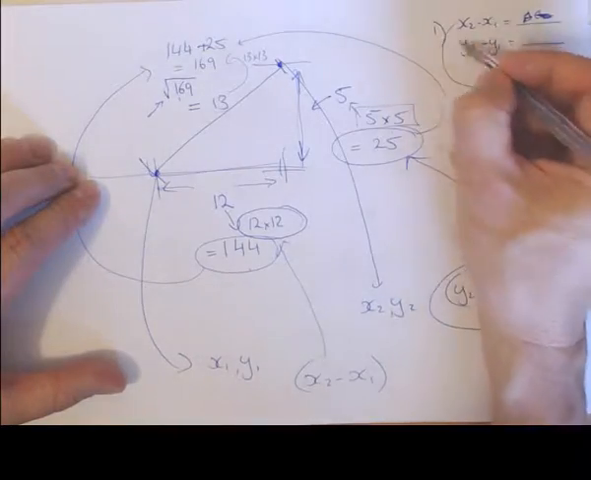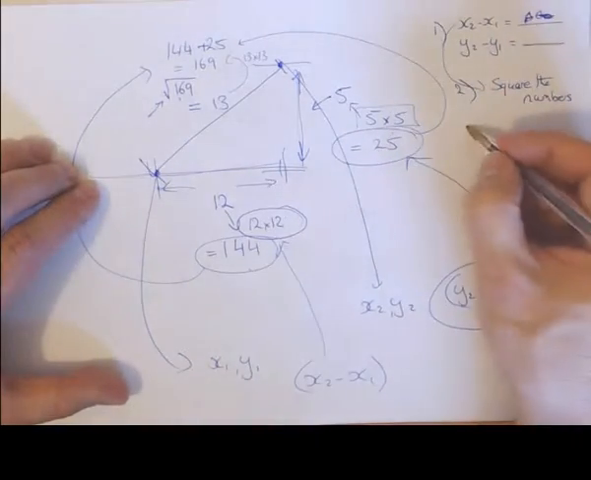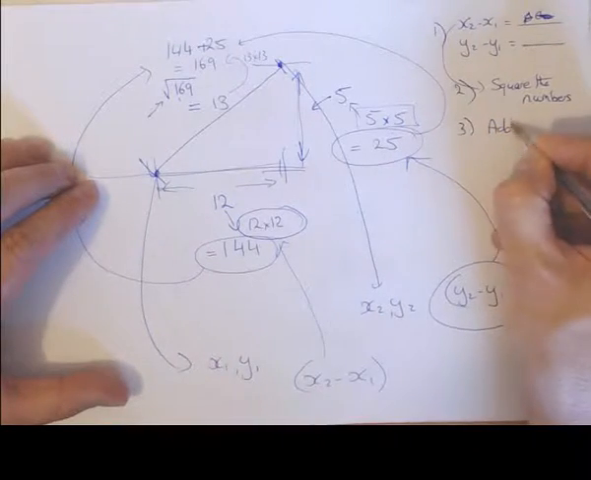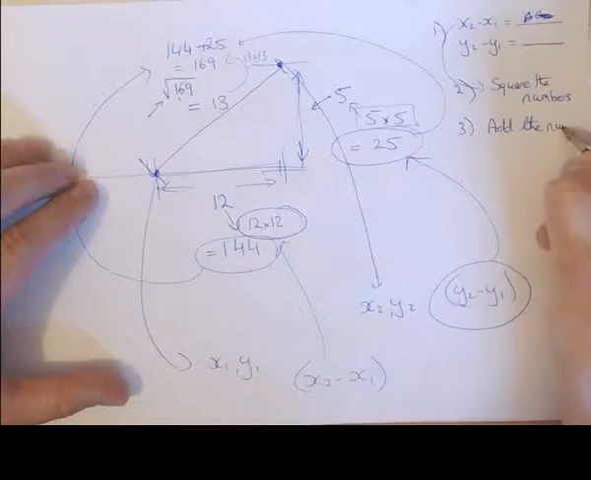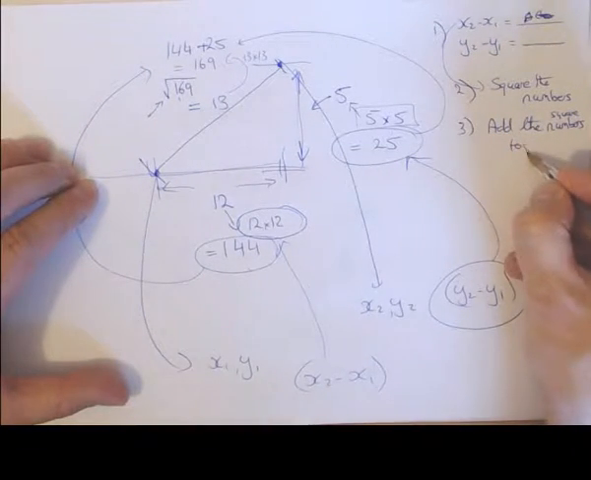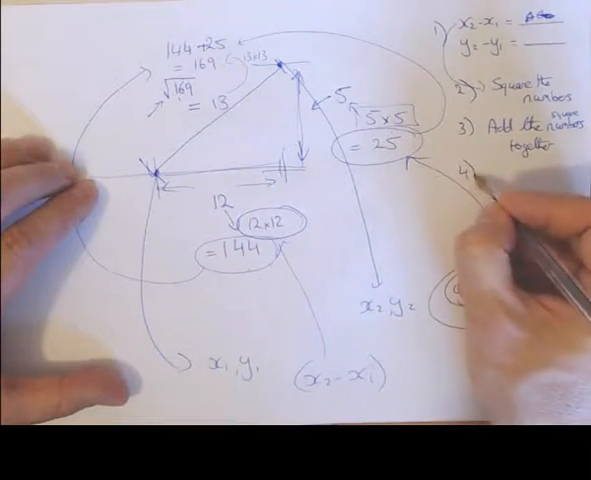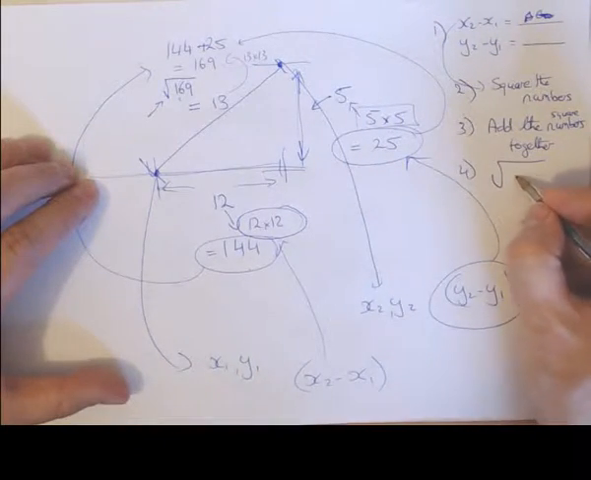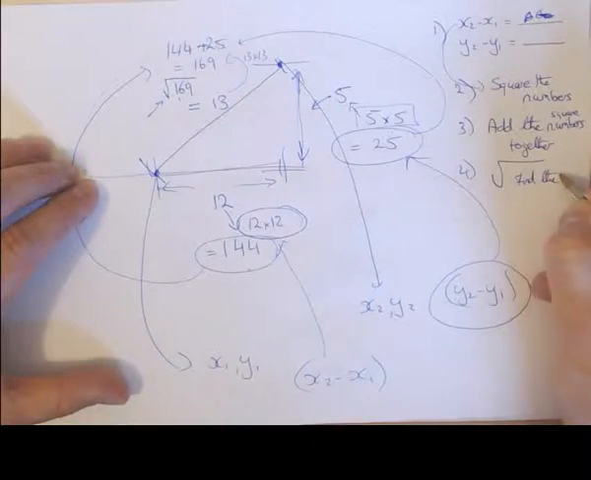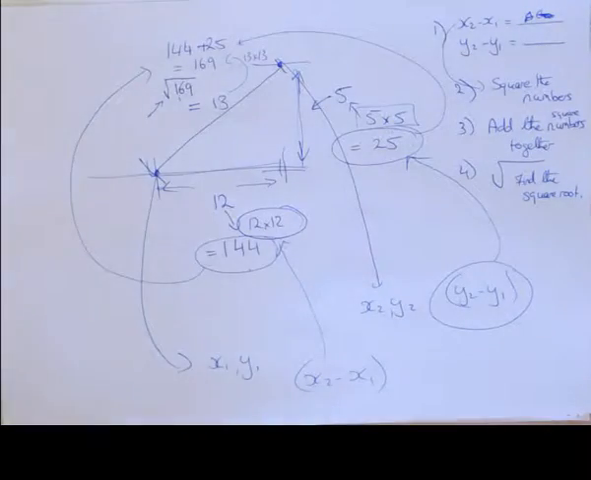So step 1, find those distances. Step 2, square the numbers. Step 3, add the squared numbers together. And step 4, find the square root. I'll probably ask you to give your answer to a certain number of decimal places. You've learned how to write things to a certain number of decimal places, so I expect you to be able to do that now as well. So give your answer to whatever number of decimal places I ask.